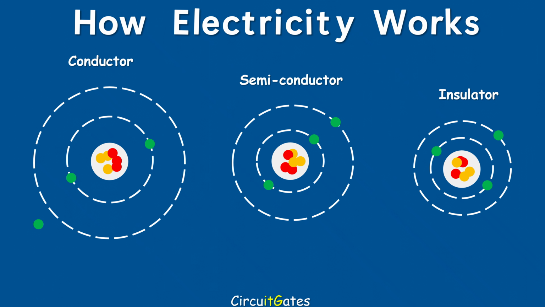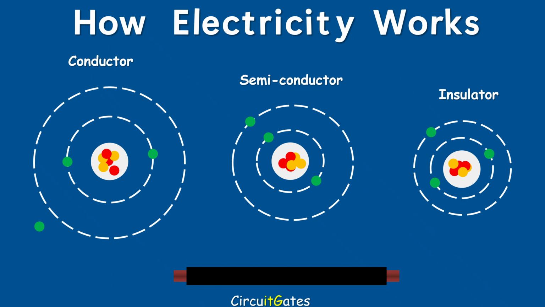Conductors are materials in which electrons are loosely held by the nucleus of atoms. In conductors, electrons can easily jump from one atom shell and start to orbit on another atom shell. These materials have low resistance. They are used to conduct electricity.